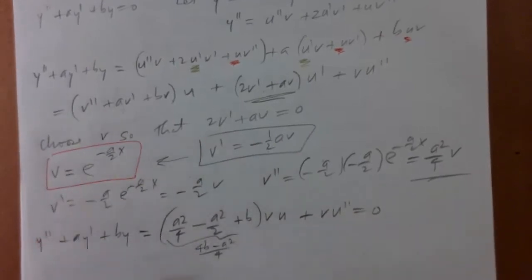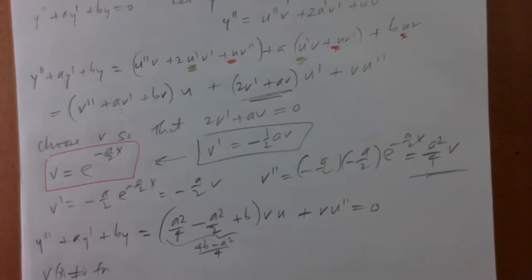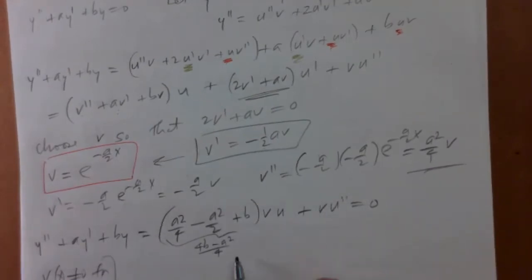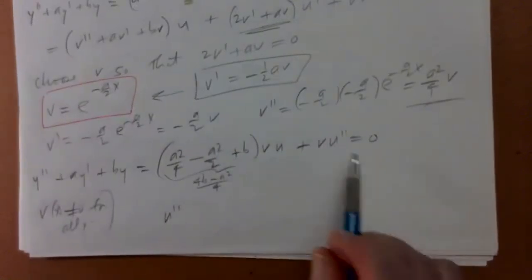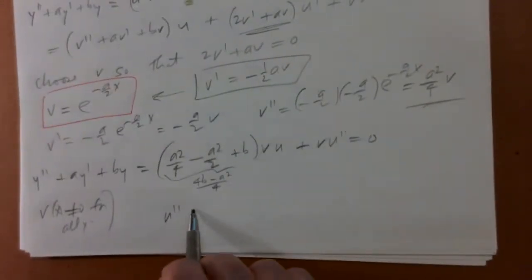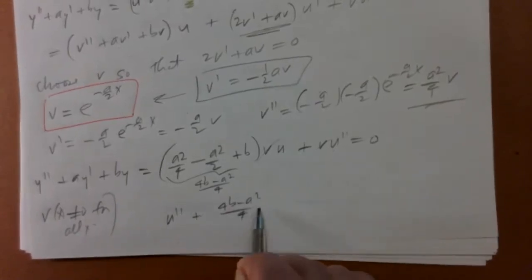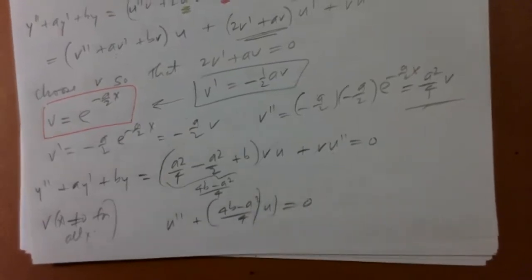v is an exponential. v of x is different from 0 for all x, so I can divide by it. So what I get is a differential equation, u double prime, I'm dividing out by v, plus 4b minus a squared over 4 u equals 0.